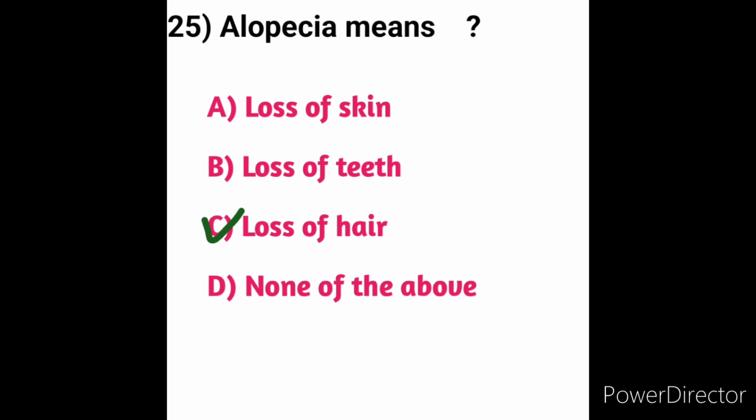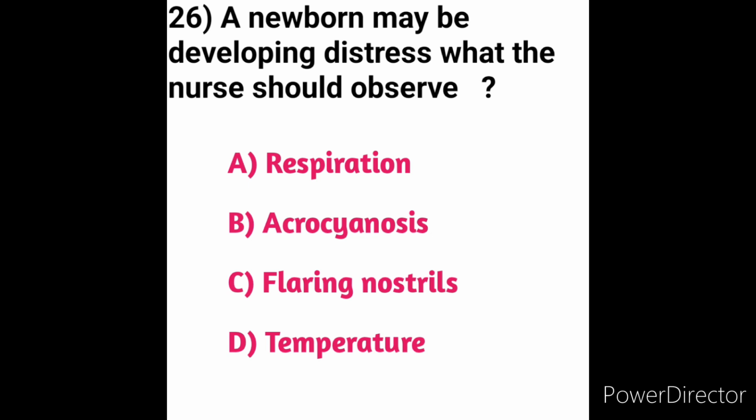Next we will move on to question number 26. A newborn may be developing distress. What should the nurse observe? Here the newborn may be developing distress. The nurse should observe which of the following symptoms. We will see the options. Option A, respiration. Option B, acrocyanosis. Option C, flaring nostrils. Option D, temperature.